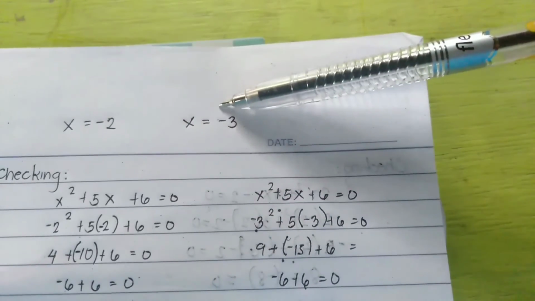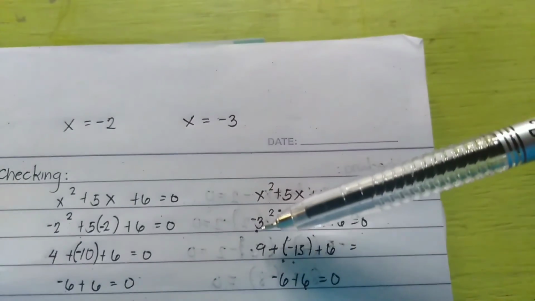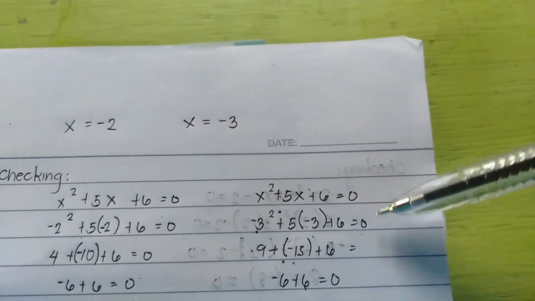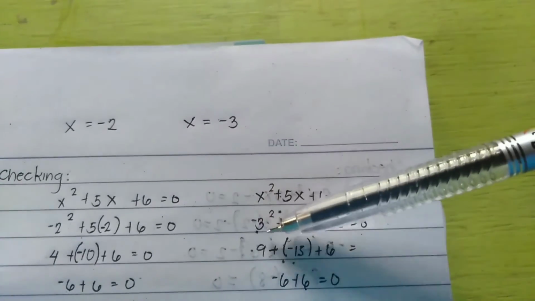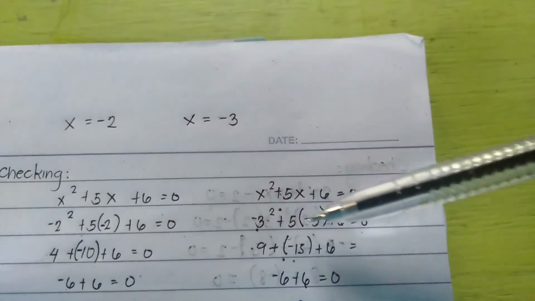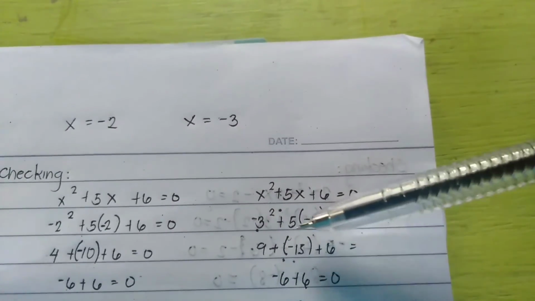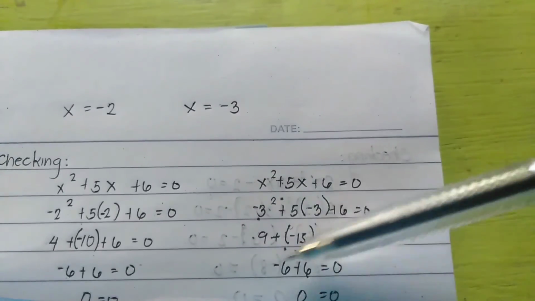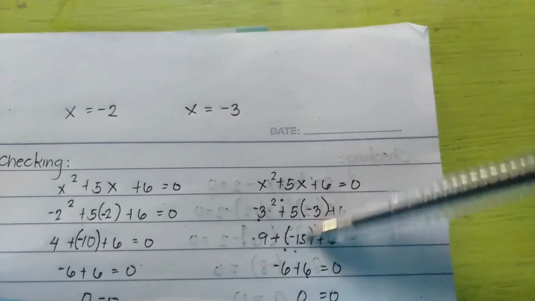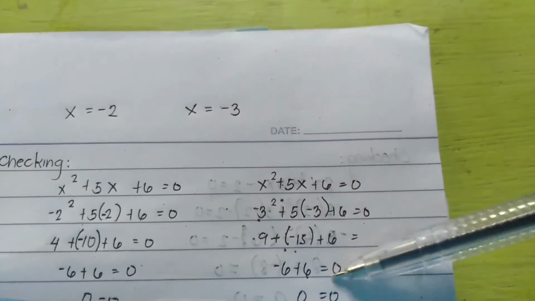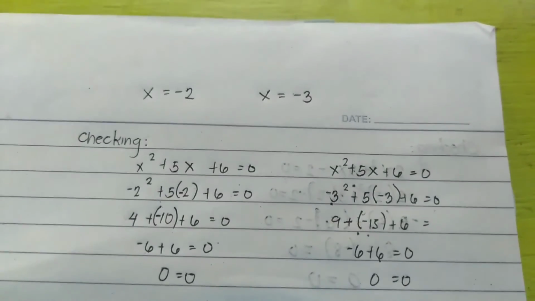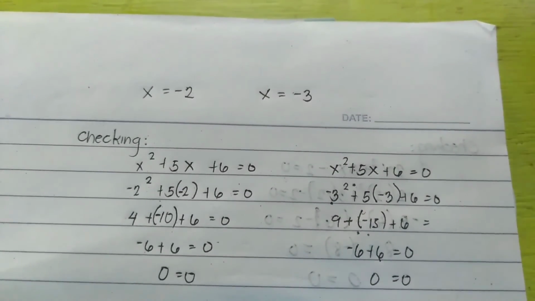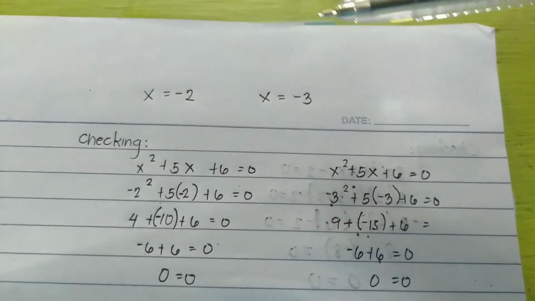Then substitute the computed value of x. Negative 3 squared plus 5 times negative 3 plus 6 is equal to 0. Negative 3 times negative 3 is positive 9. 5 times negative 3 is negative 15 plus 6. So positive 9 plus negative 15 is equal to negative 6, plus 6 is equal to 0. Since the result is equal to 0, we can say that our value of x is correct.